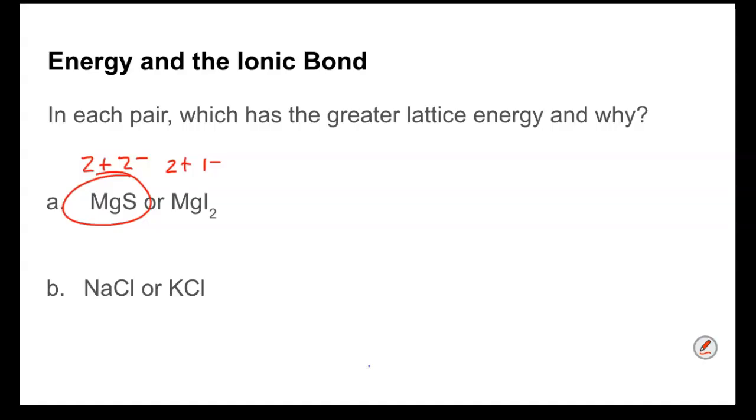You guys, down here, the charges are the same, +1, +1, -1, -1, okay? So now we have to look at where those ions are on the periodic table. They both have the chloride ion, so now we have to look at sodium and potassium. Whichever one of those is smaller is going to have the greater lattice energy, the greatest force of attraction. So you guys, sodium is up higher than potassium in that group 1, the alkali metals. So sodium chloride is actually going to have the greater attraction.